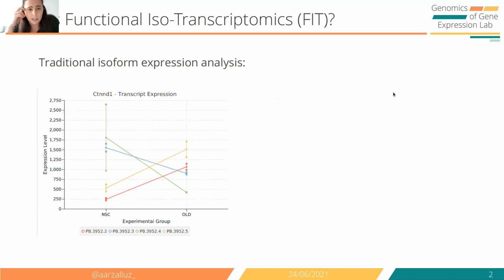To better understand the aim of TappAS, I'll first explain what functional isotranscriptomics analysis is. Traditional isoform expression analysis evaluates differential expression of the different isoforms of a gene between conditions, and it can provide information about changes in the major isoform that is expressed in each of them. However, this approach presents several limitations.